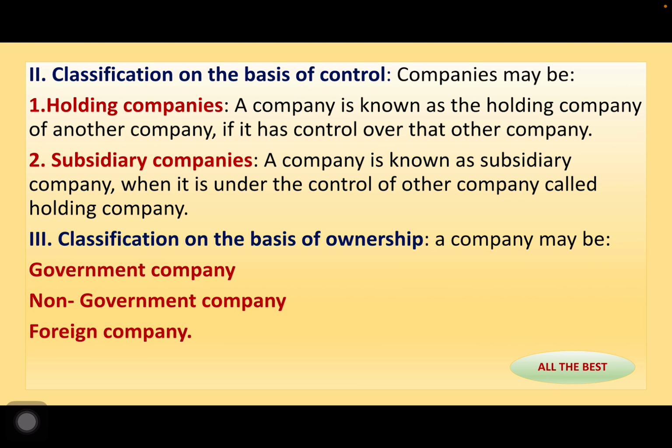Then on the basis of control, holding company: a company is known as the holding company of another company if it has control over the other company. Then subsidiary company means a company that is under the control of some other company. On the basis of ownership, as we were discussing just now for public sector and private sector, companies can be government company, non-government or private company.